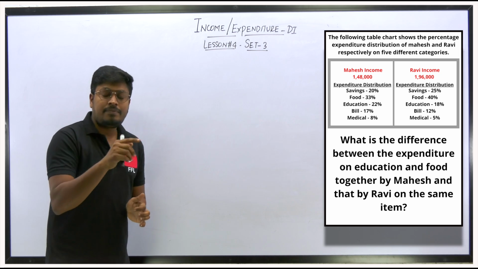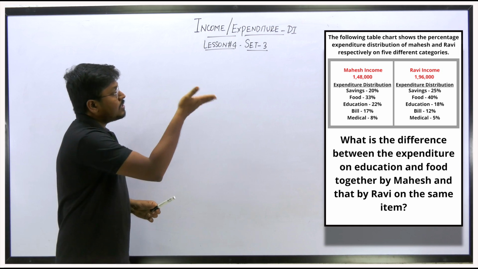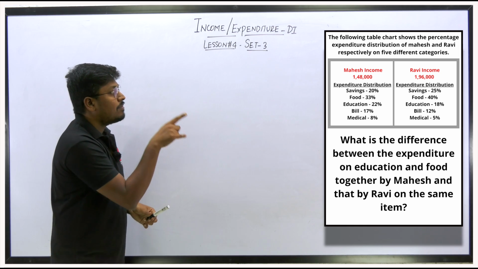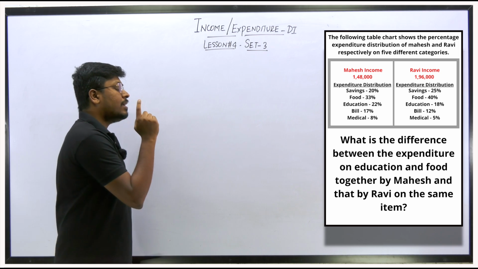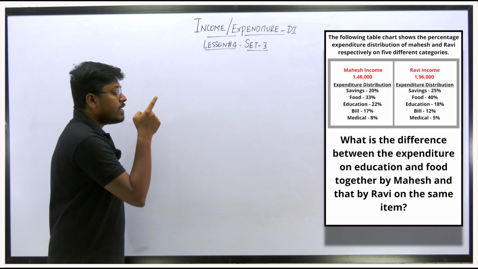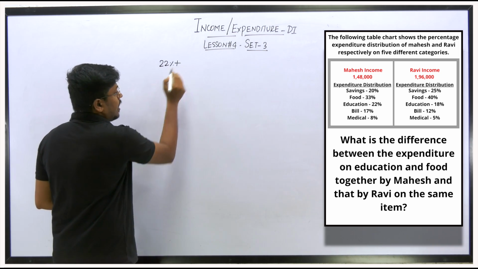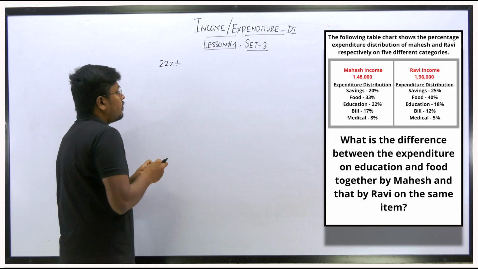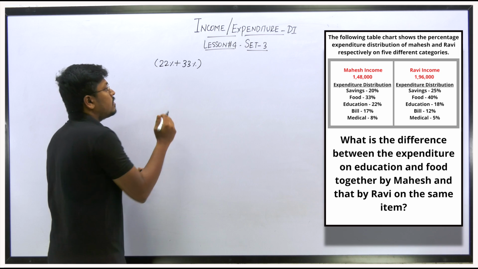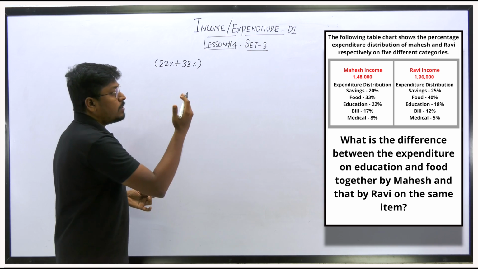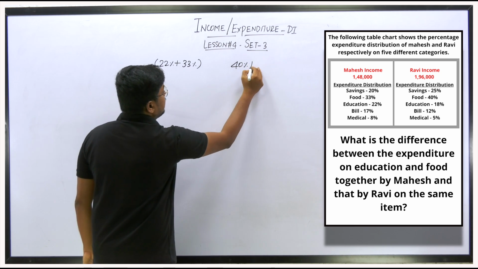So the difference of the same item on the Ravi, right? First, what we can do here is just look at the chart and see what values they have given for education and food for Mahesh and Ravi. First, let me calculate the value for Mahesh. Mahesh's education is 22%, right? And the food will be 33%. So these are the percentage expenditures of the person Mahesh. And for the person Ravi, it will be 40% and 18%, right?